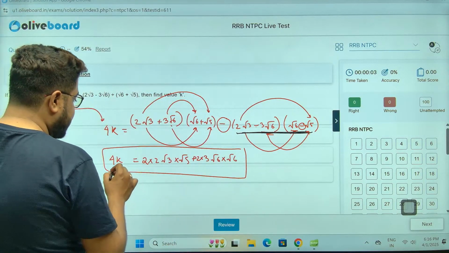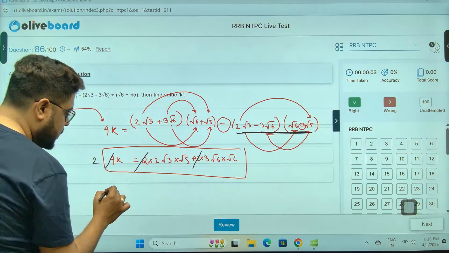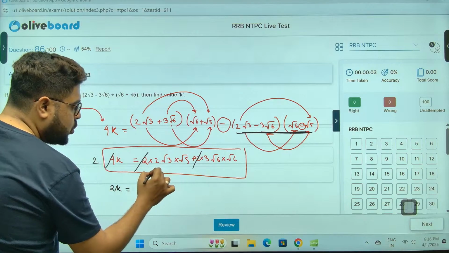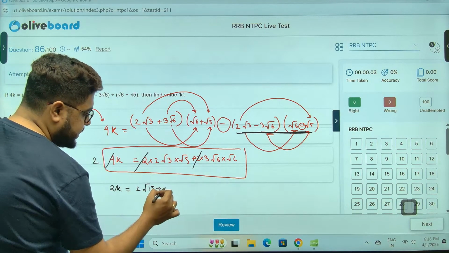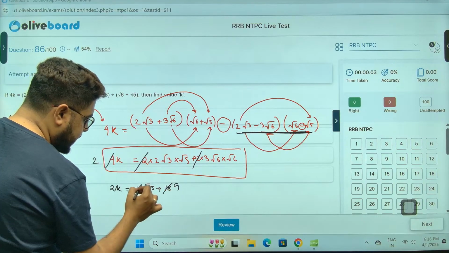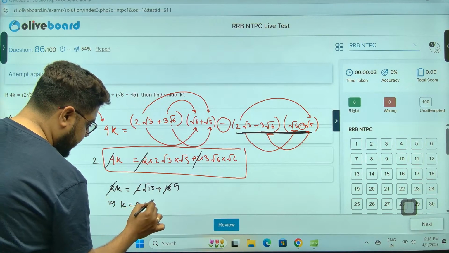So 2 cancels, 2 cancels, 2 cancels. So 2k is 2 root 15, sir, plus 3 into 6, 18, sir. Again, sir, 9. K is 9 plus root 15.